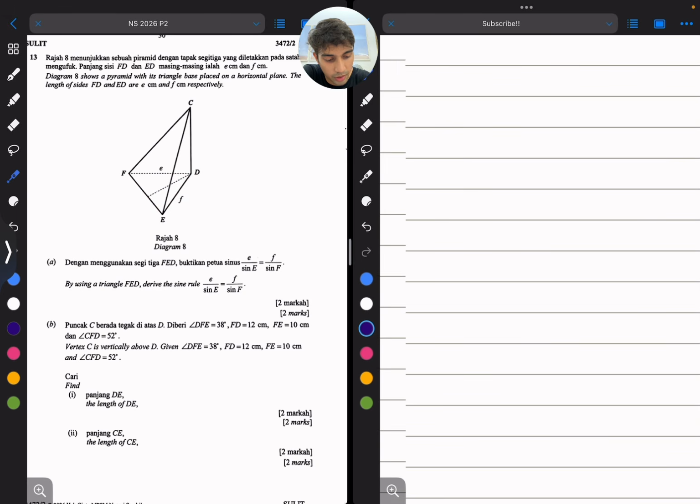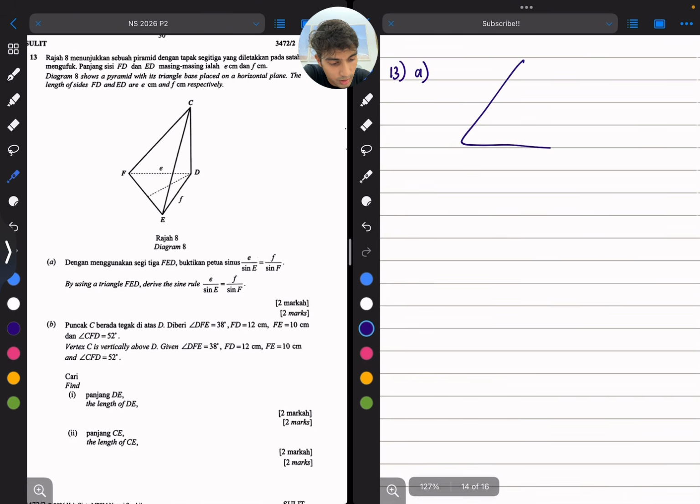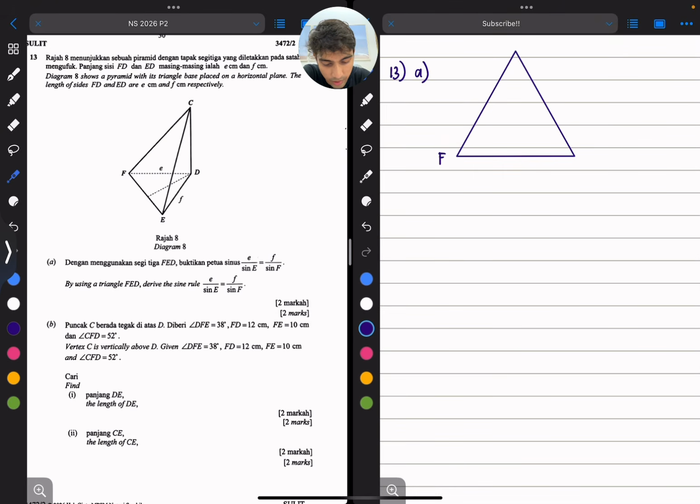So what we're going to do is we're going to draw this triangle. Like this. This is F, this is E. Let's put D up here. So here we have a dotted line. This splits this into two right angle triangles. So here's a 90, here's a 90. So whenever you want to use sine or cosine, you need right angle triangles. So that will be the first step. Then we label, they said FD is E, this is F.